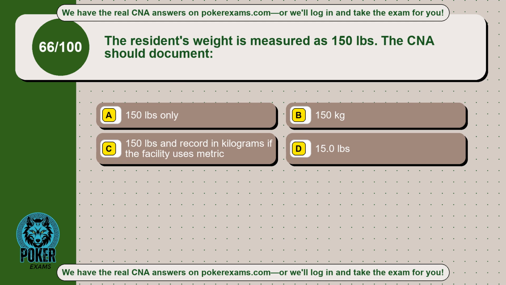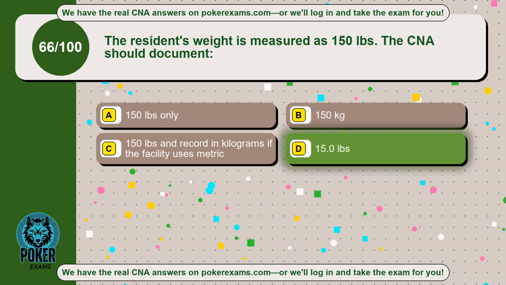Question 66. The resident's weight is measured as 150 pounds. The CNA should document: Option A, 150 pounds only. Option B, 150 kilograms. Option C, 150 pounds and record in kilograms if the facility uses metric. Option D, 15.0 pounds.